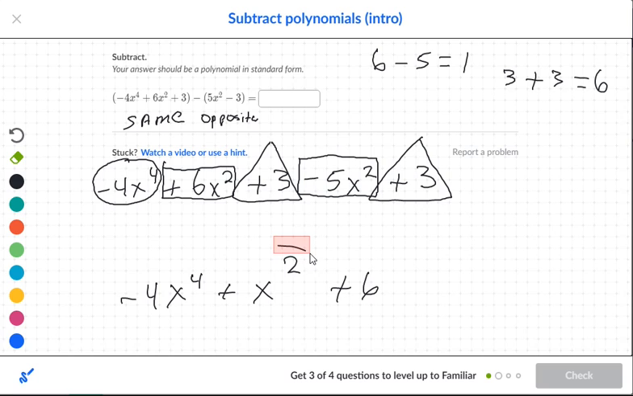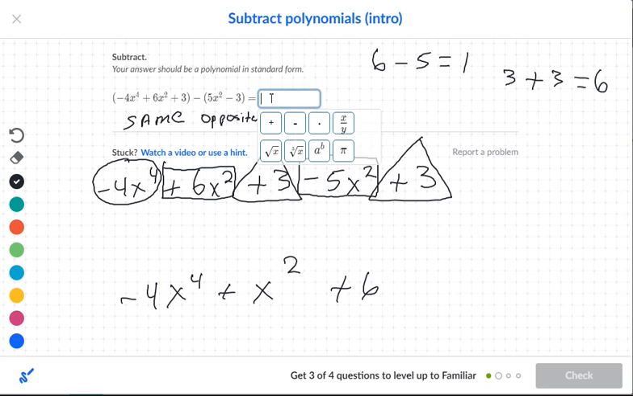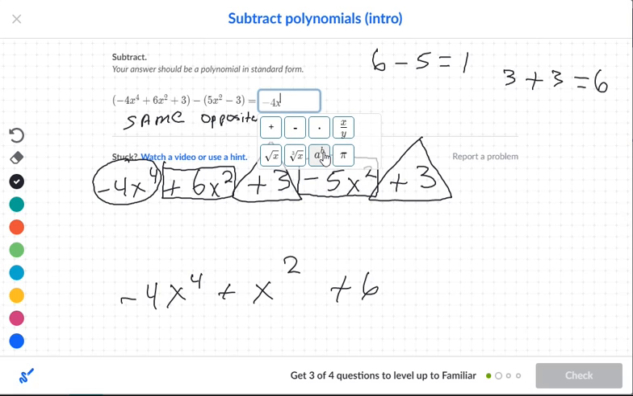So let me erase this here. So my answer is as follows. I got a negative x to the fourth plus x to the second plus 6. It's in standard form. So we're going to press in the negative 4. We're going to place the x. Now press the AB key to put down my 4. Press your space bar. Then you're going to put down a plus sign.